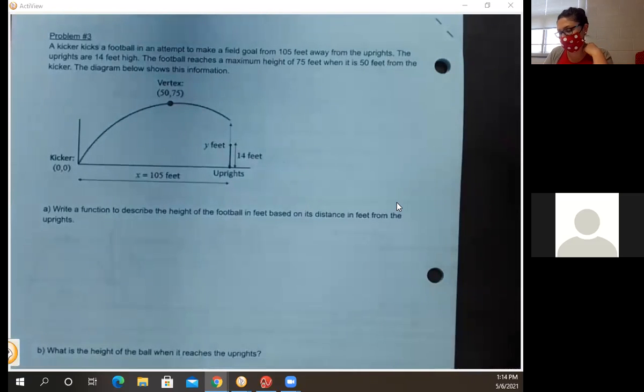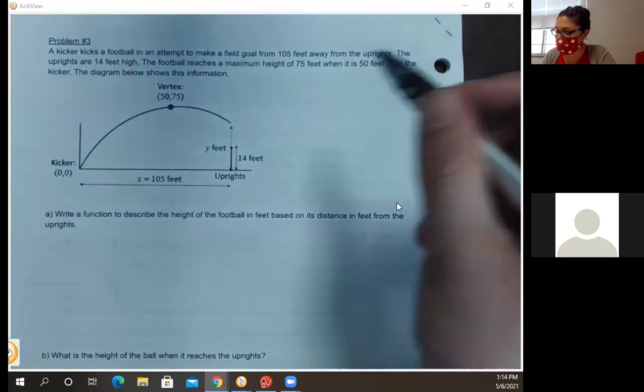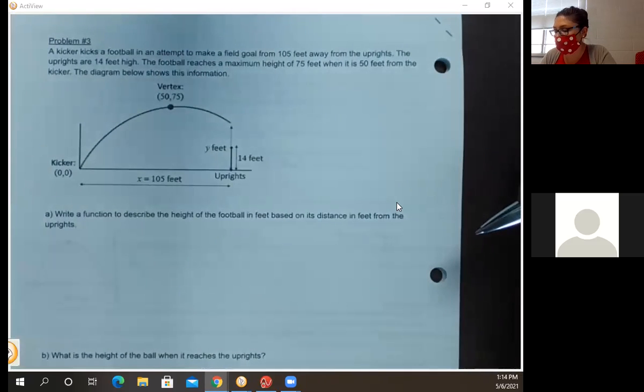problem number 3 says a kicker kicks a football in an attempt to make a field goal from 105 feet away from the uprights. The uprights are 14 feet high. The football reaches a maximum height of 75 feet when it is 50 feet from the kicker. And then we've got a diagram of this information.